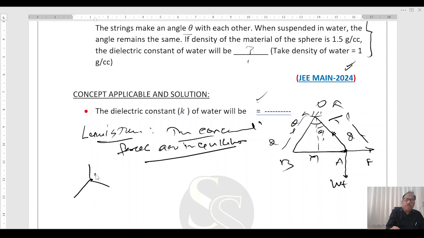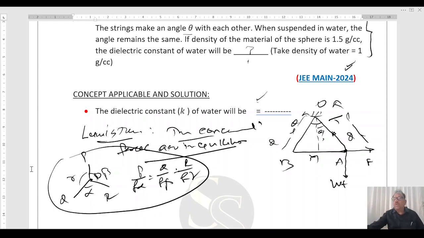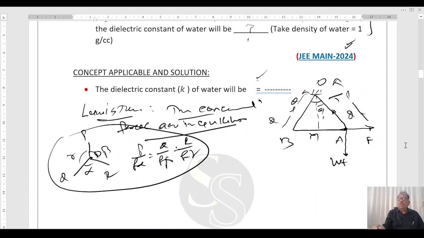So this is point O, P, Q, R, alpha, beta, gamma: P upon sin alpha, Q upon sin beta, R upon sin gamma. This is in terms of angle, or in terms of sides I am giving here, right? Now, according to Lami's theorem, these three forces are in equilibrium. Then weight W upon the corresponding side.